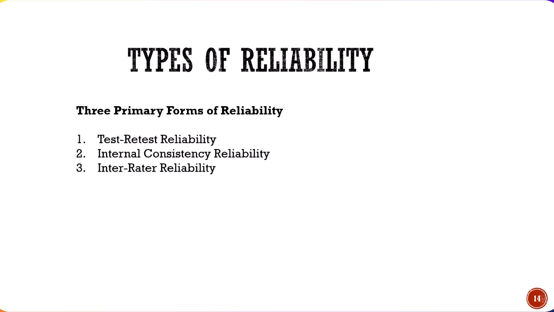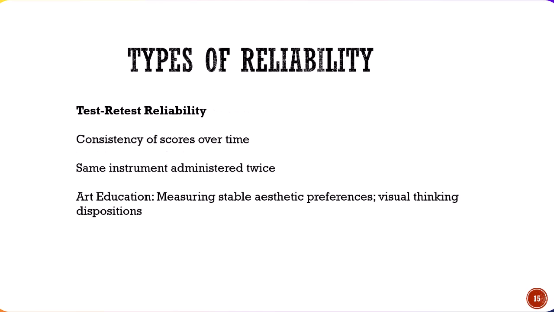There are different types of reliability. The basic ones are test-retest reliability, internal consistency reliability, and then inter-rater reliability. With test-retest, because you want reliable data, there must be consistency of scores over a period of time. So you administer a test at the beginning of the week, and then at midterm you administer the same test to see whether there is consistency in the scores.